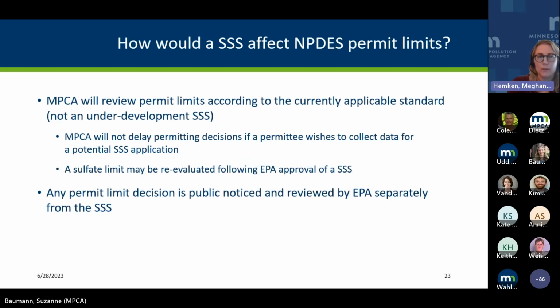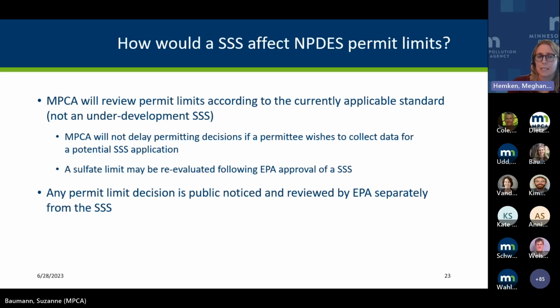Next slide, thank you. So just kind of reviewing the process here. The data collection process, as we've described, is a substantial lift, and we would expect the permittee to take on the work of developing a site-specific if they are interested. In the interim, though, MPCA will be reviewing permit limits according to the currently applicable standard, not a site-specific standard that is under development or in the review process.